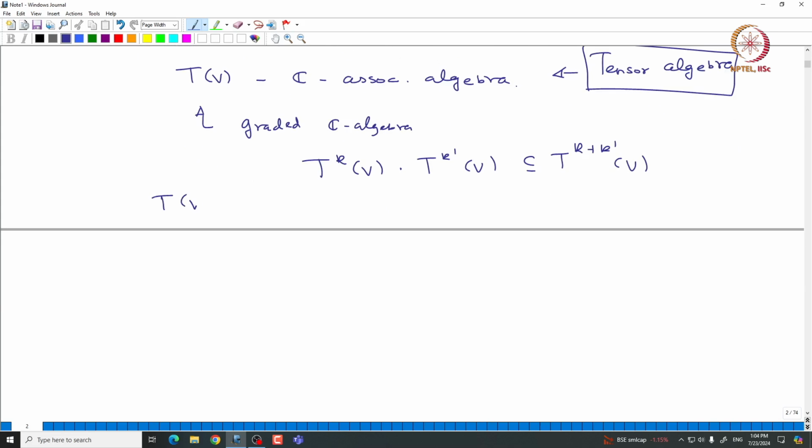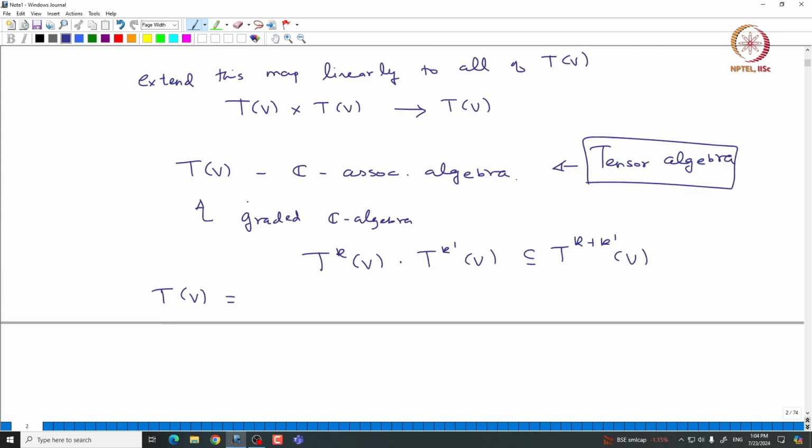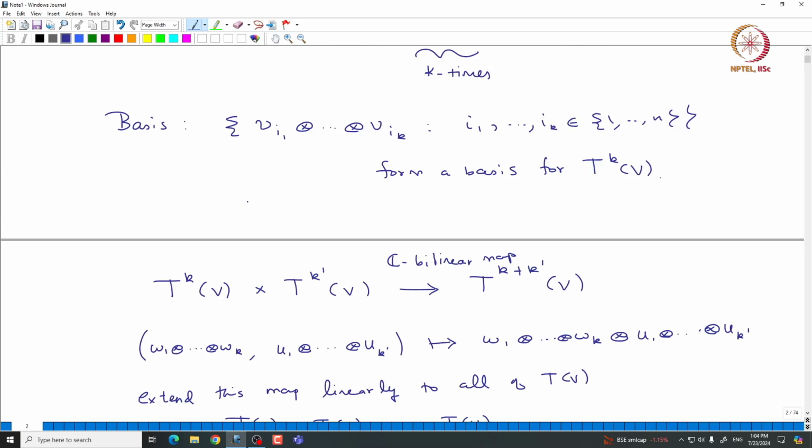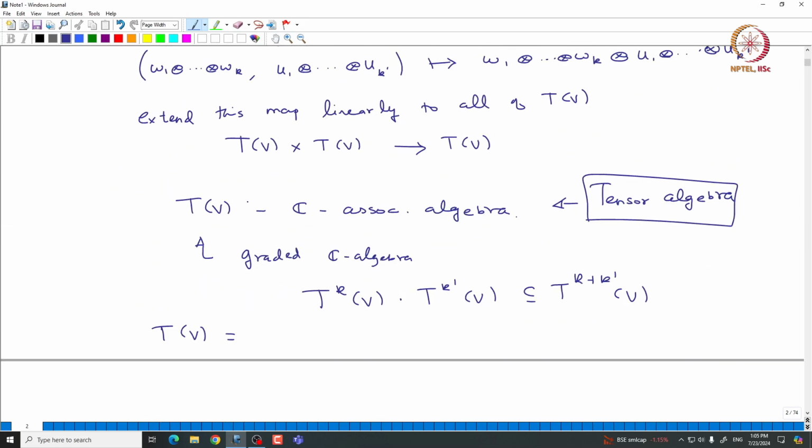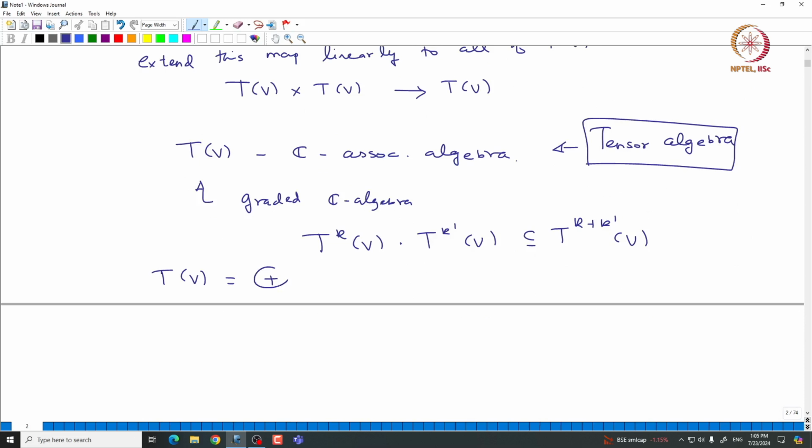Note that T(V), which is the tensor algebra, by definition is the direct sum of all T^k(V), where k ranges from 0 to infinity.